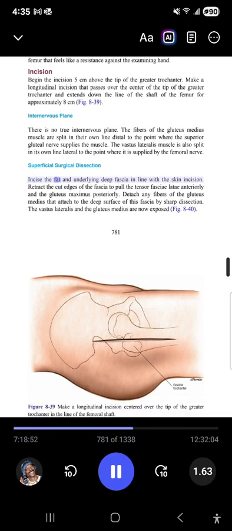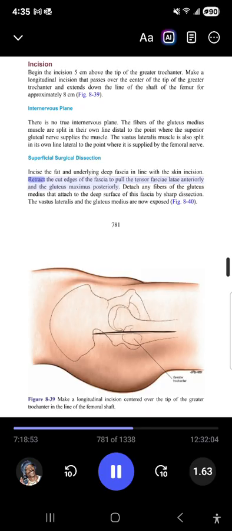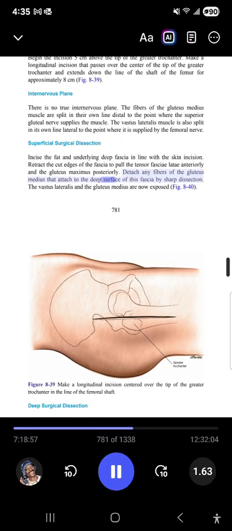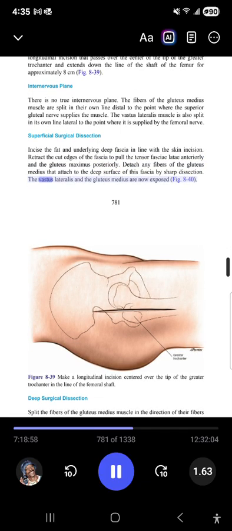Incise the fat and underlying deep fascia in line with the skin incision. Retract the cut edges of the fascia to pull the tensor fasciae lati anteriorly and the gluteus maximus posteriorly. Detach any fibers of the gluteus medius that attach to the deep surface of this fascia by sharp dissection. The vastus lateralis and the gluteus medius are now exposed. Figure 8-40. Figure 8-39.